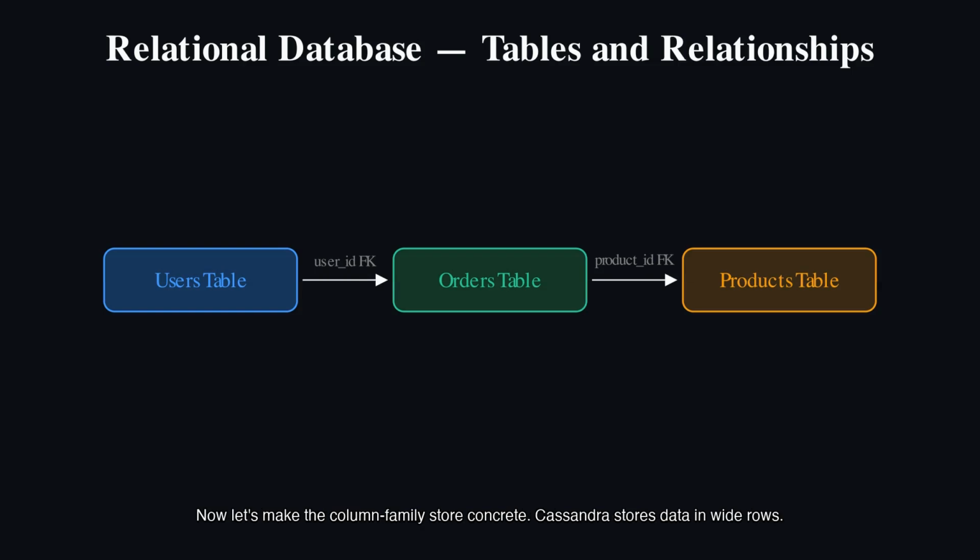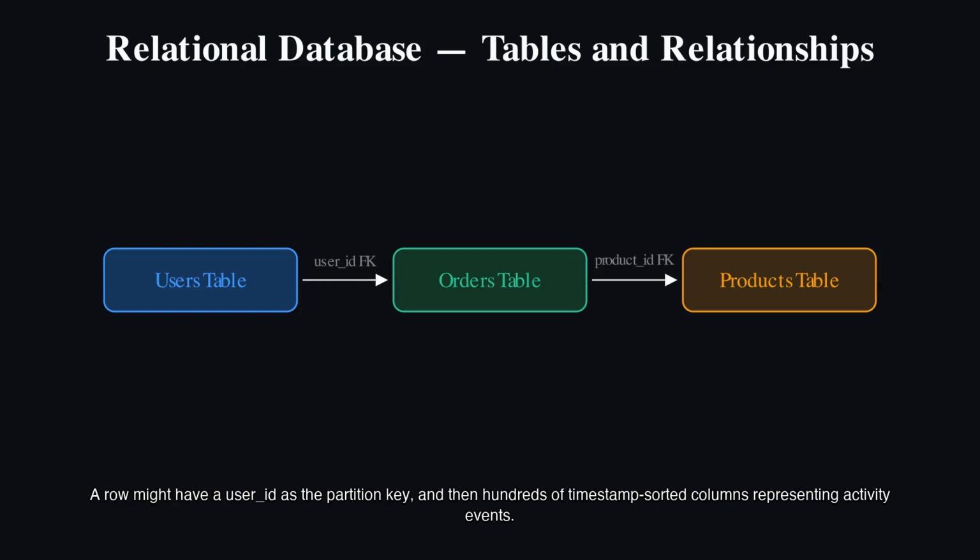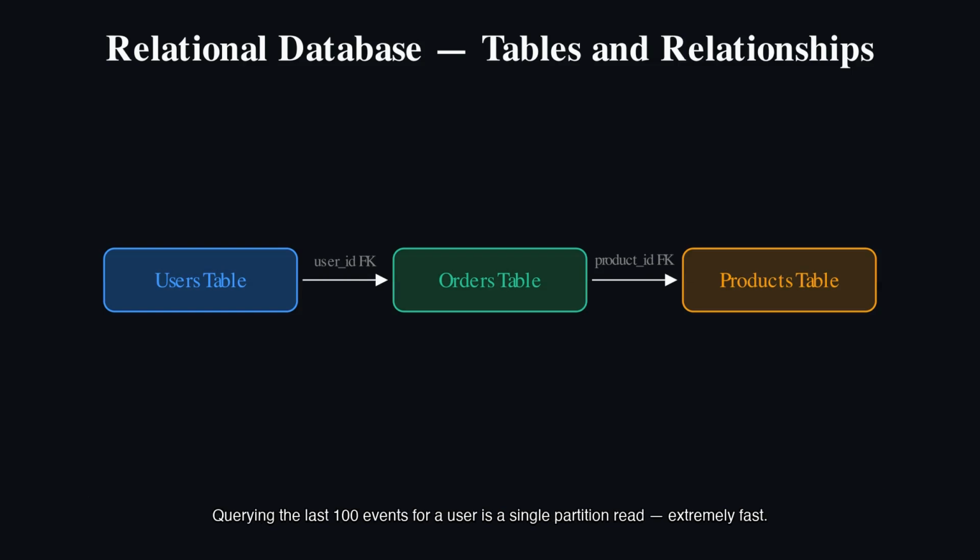Now, let's make the column family store concrete. Cassandra stores data in wide rows. A row might have a user ID as the partition key, and then hundreds of timestamp-sorted columns representing activity events. Querying the last 100 events for a user is a single partition read, extremely fast.